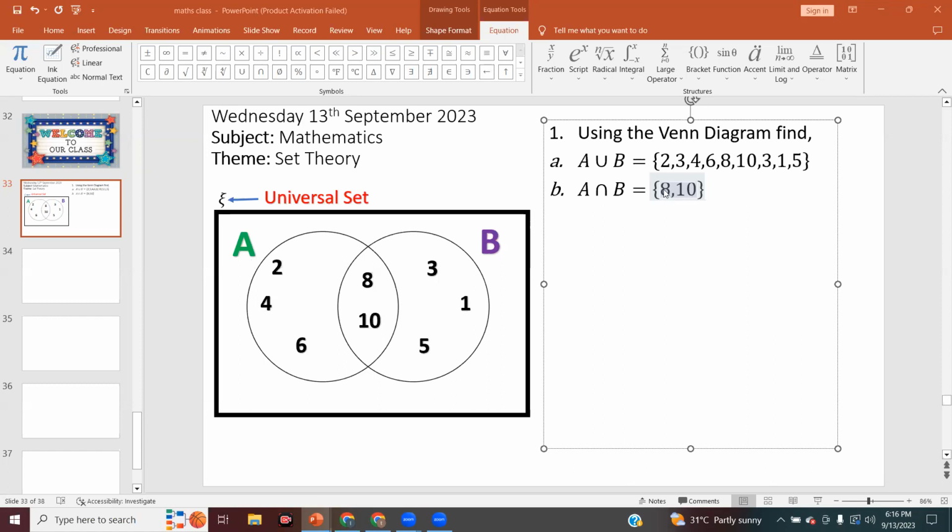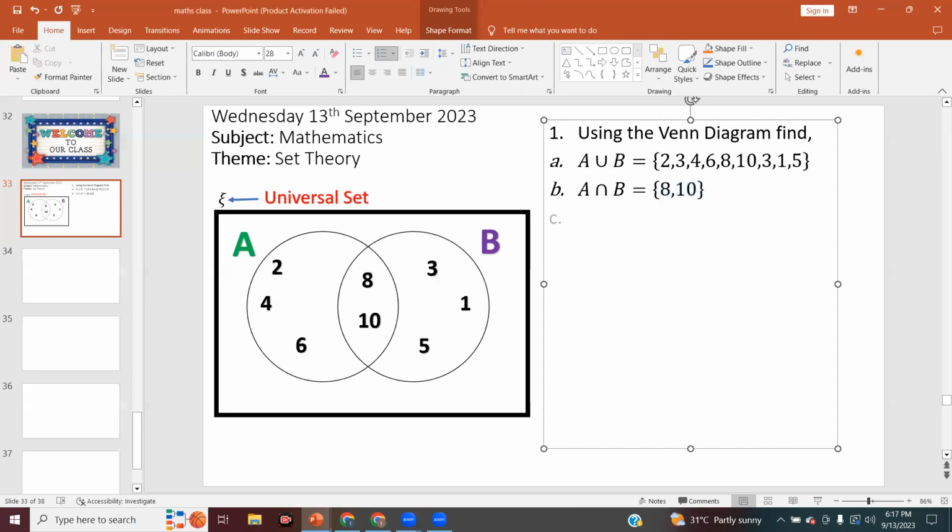Malaysia, why is it only 8 and 10 in the intersection of A and B? Because they are the only numbers that the two sets have in common. Very good. Good, thank you. Now let's move on to number 2.